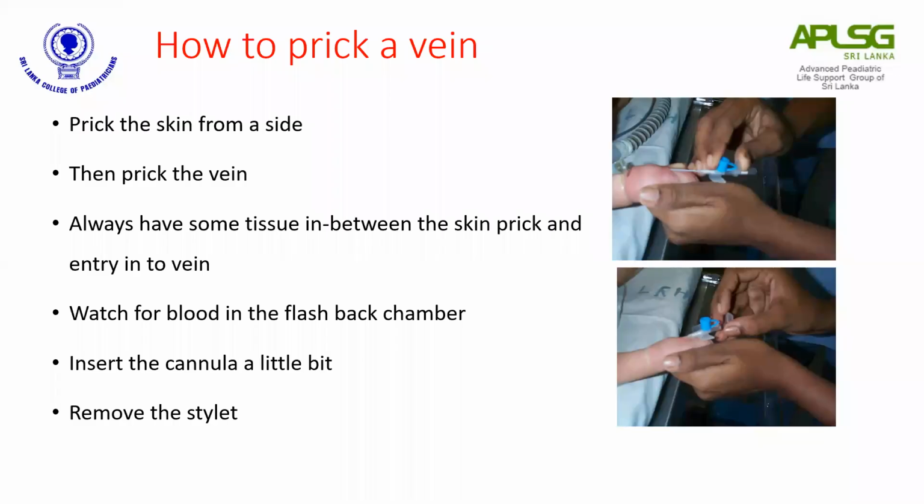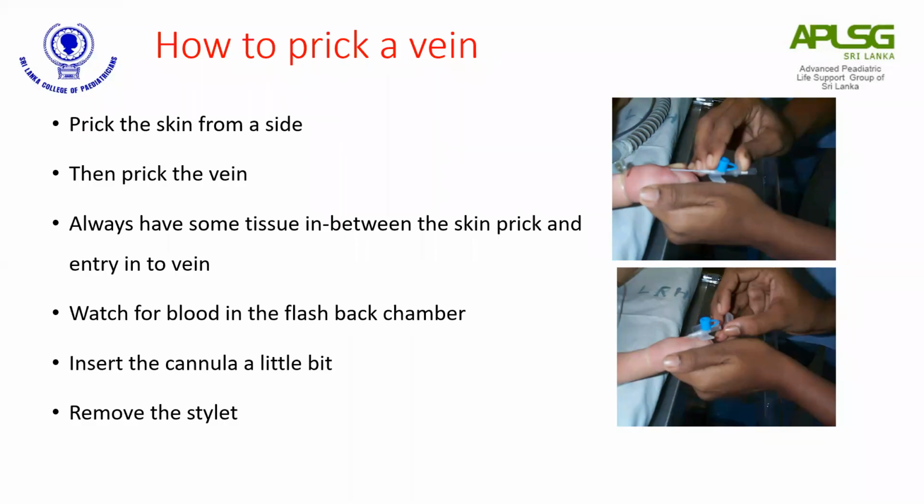Okay, how to pick a vein is a skill that you have to master. So how do you do it? You first select the area and the vein, and then when you are pricking, that has to be done not directly on the vein, but at a point which is a few millimeters away from the vein. You pick the vein at an angle of 30 degrees, go through the subcutaneous tissue for some distance, and only then enter the vein.